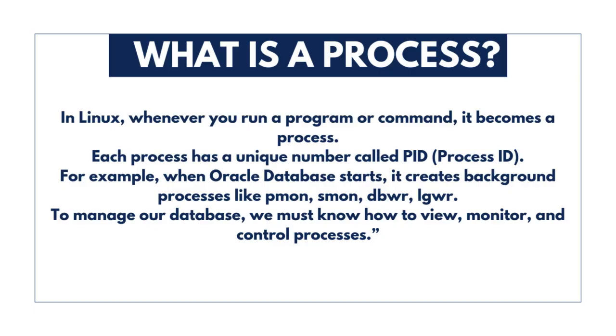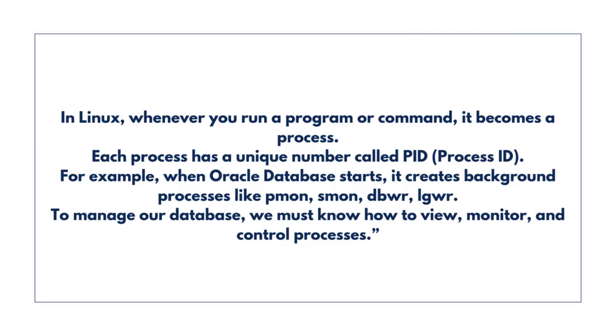What is a process? In Linux, whenever you run a program or command, it becomes a process. Each process has a unique number called PID, process ID. For example, when Oracle database starts, it creates background processes like pmon, smon, dbwr, lgwr. To manage our database, we must know how to view, monitor, and control processes.